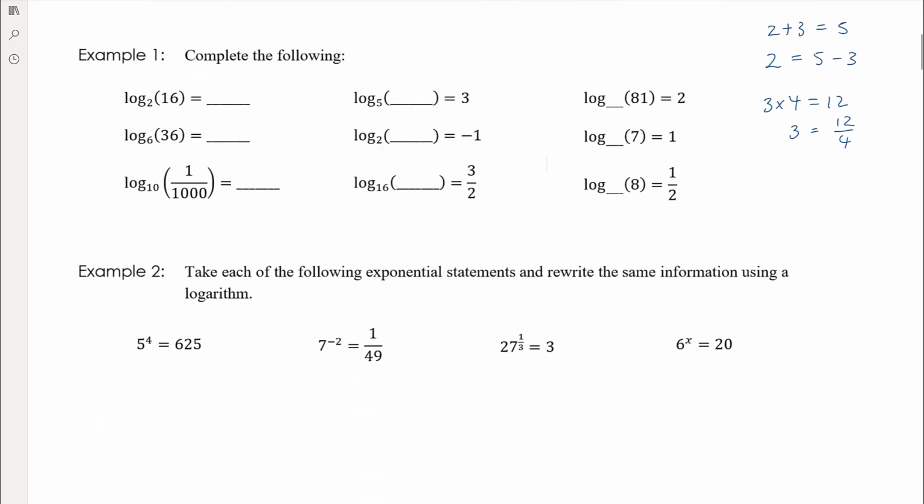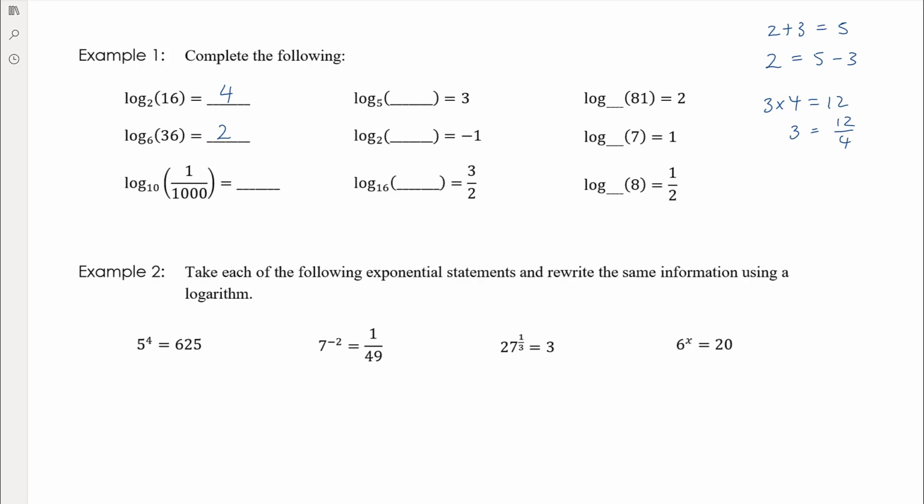Okay, so if we want to complete the following, let's work down the columns. So we're looking at the same unknown. Log base 2 of 16 is equal to what? We're asking ourselves 2 to the power of what? If we're counting in a times 2 kind of way, how do we get to 16? 2 to the power of 4 is 16, which means that log base 2 of 16 is equal to 4. Log base 6 of 36: 6 to the power of what gives me 36? 6 squared, 6 to the power of 2 gives me 36.